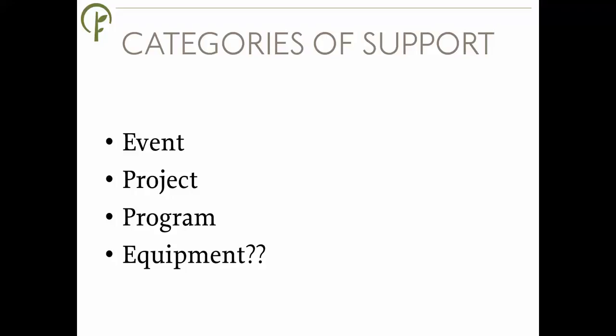You're probably wondering, where does equipment fit in? We will fund equipment, but the equipment has to be put into the context of one of these three areas. So it's either equipment that supports an event, a project, or a program. When you're doing your application, you want to describe the event, project, or program that the equipment is supporting. That's where you'll draw your outcomes and much of the other information that we'd be asking for.